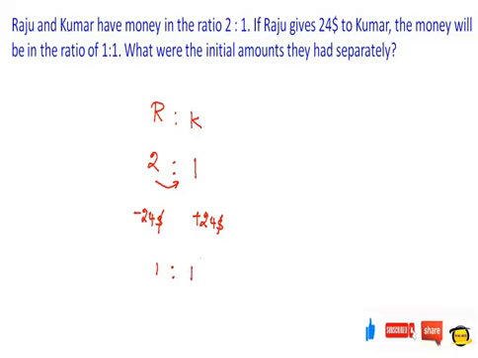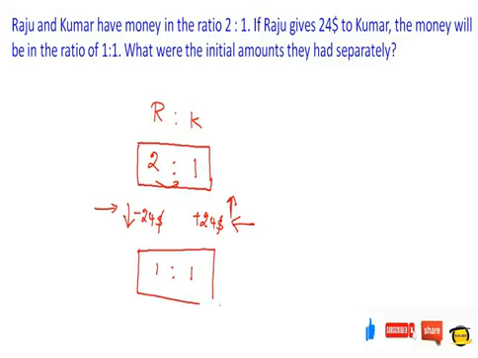Now we can clearly see that this transaction is different, right? It's not the same amount changing in both cases. In the first person's amount, we are removing 24, and in the second person's amount, we are increasing 24, right? In such cases, we'll have to make sure that the total number of parts in the ratios is equal before and after the transaction, right? So here, before the transaction, the total number of parts is 3, and after the transaction, the total number of parts becomes 2.